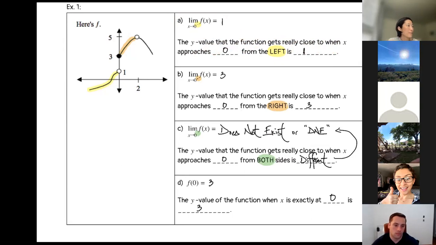All right, how are we doing with example 1? Feeling good? Feeling terrible? Better than before?